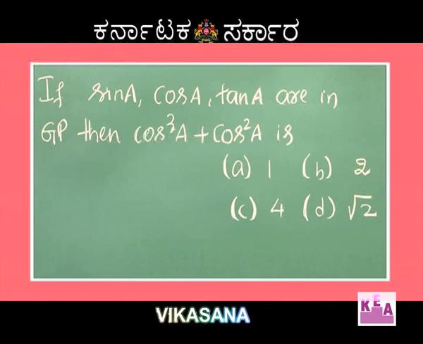If sin A, cos A, tan A are in GP, then cos A must be equal to square root of sin A into tan A. Sin A into tan A means what? Sin square A by cos A. Is that correct? Using this logic, let us solve a problem.